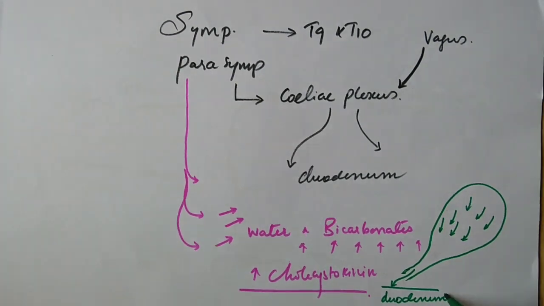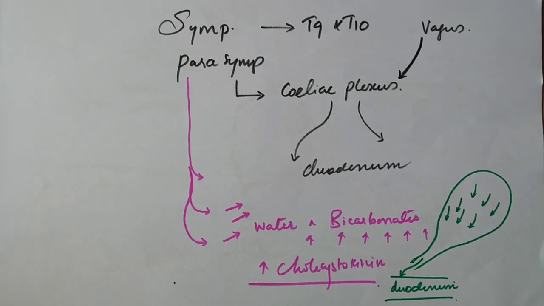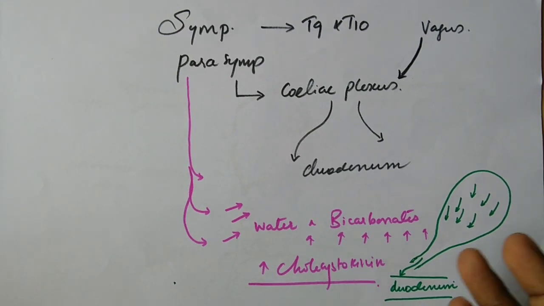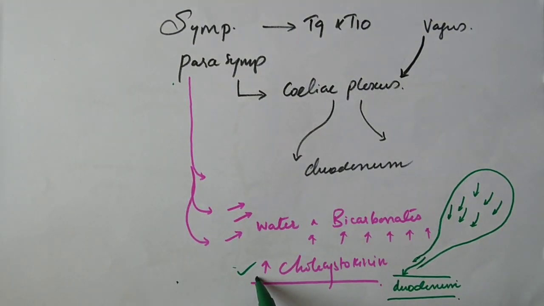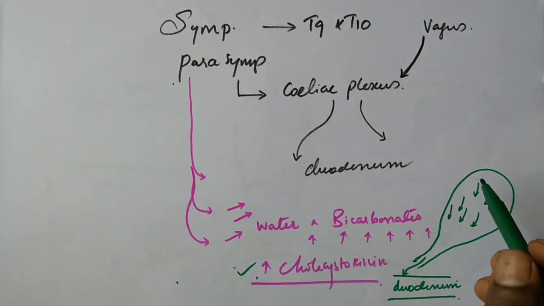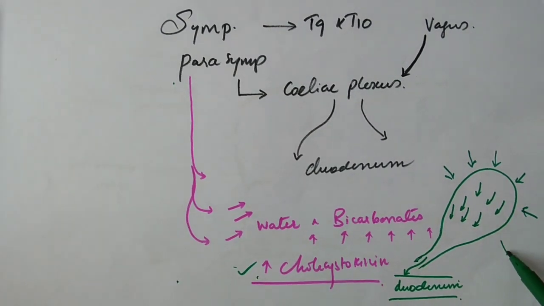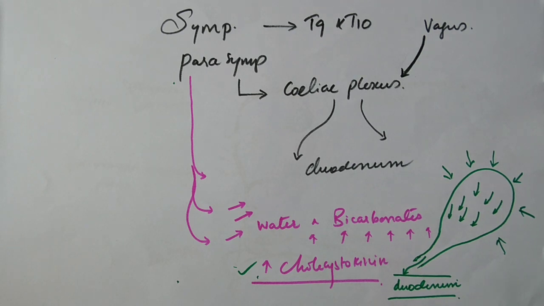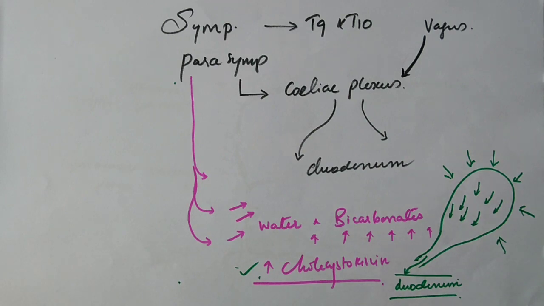This happens whenever there is an increased amount of fatty food reaching the stomach. Once it reaches the duodenum, this cholecystokinin is secreted, and this secretion is brought about by the parasympathetic stimulation. This will help in contraction of the gallbladder to release the bile into the duodenum, to help in fat digestion. This is about the nerve supply of duodenum.